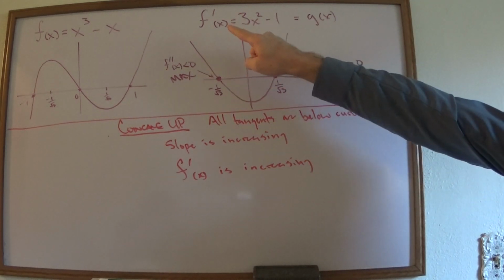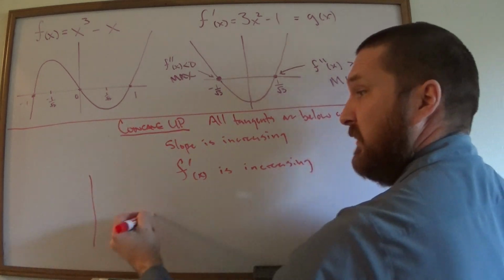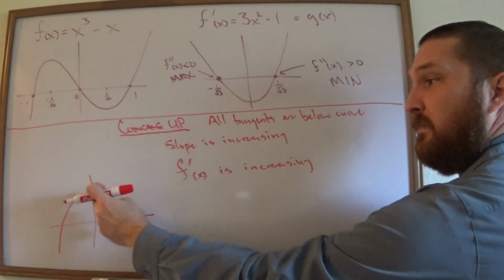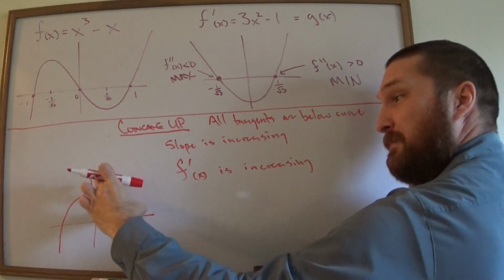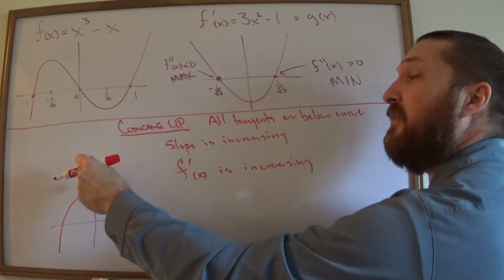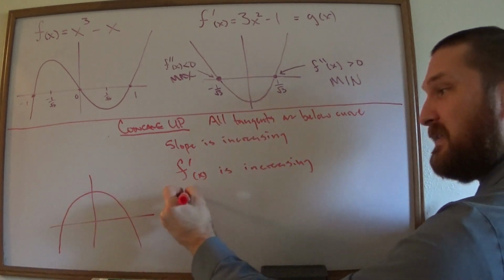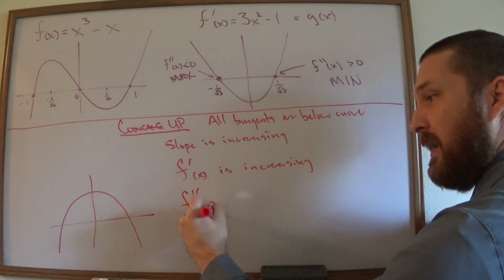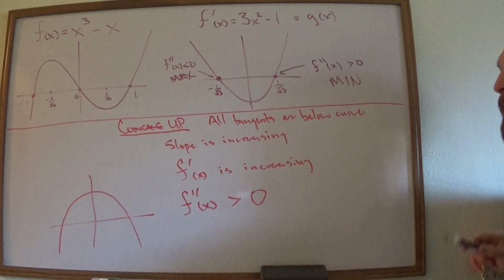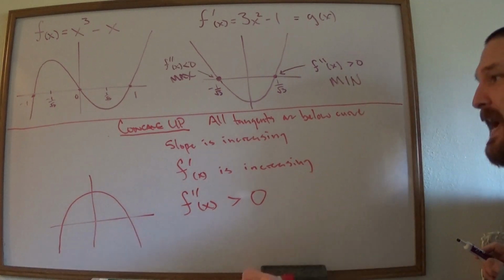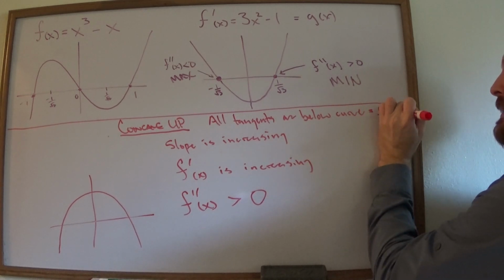Right? Wherever f prime might be different, it could have been doing this. It could be decreasing, but it's still positive. So the original f would be increasing here, even though f prime is decreasing. But if f prime is increasing, then f double prime is bigger than 0. So in other words, concave up happens exactly when f double prime of x is positive.